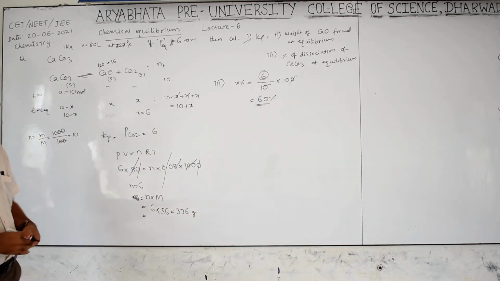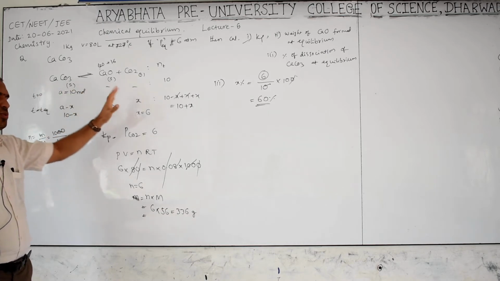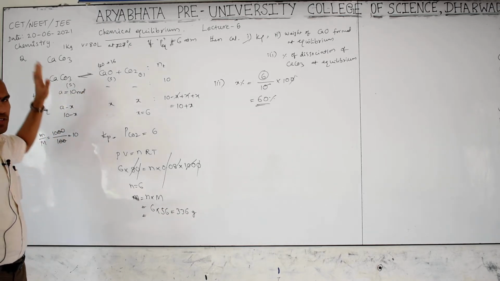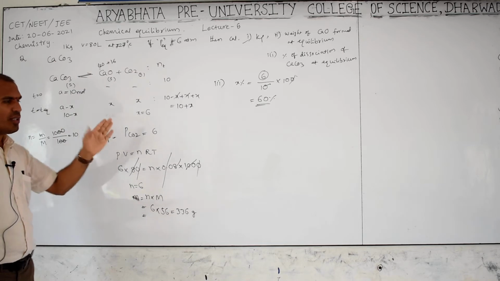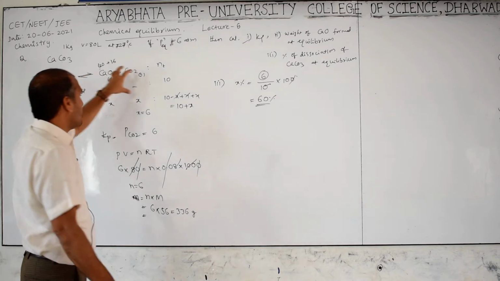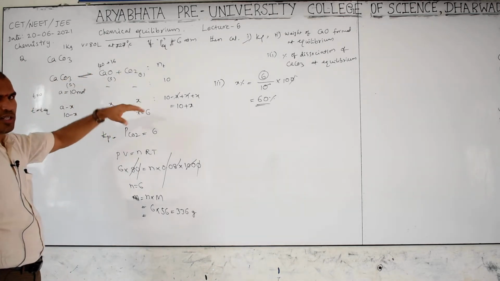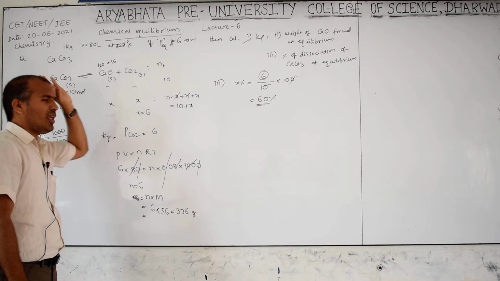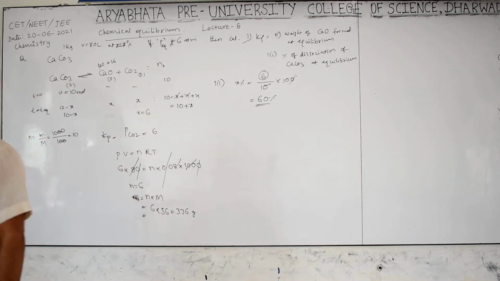Sometimes they may ask a question in this dissociation: how much percentage of calcium carbonate is left? Then 40% is left. So you have to think, when heterogeneous equilibrium is there, the pressure developed is due to only gas, not due to solid. Okay, one more question here.